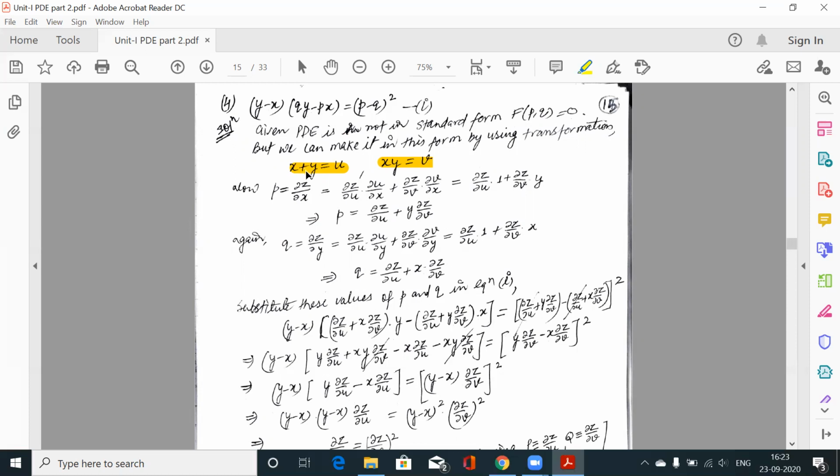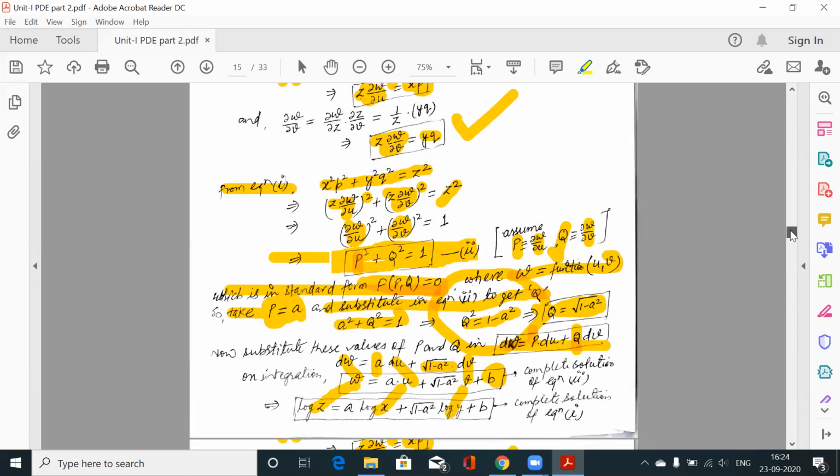So for this equation, x plus y is equal to u and xy is equal to v will work. Suppose we have substituted this. Now, in the previous question we converted x in u only and y in v only, but in this equation x plus y is equal to u. That means u is a function of both x and y. Similarly, v is a function of both x and y.